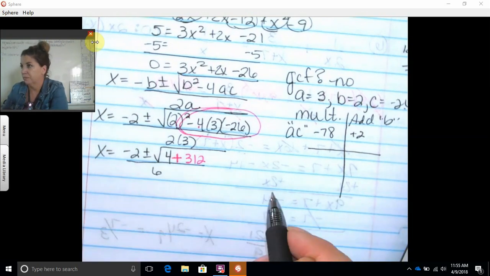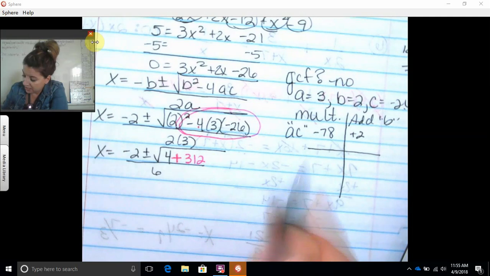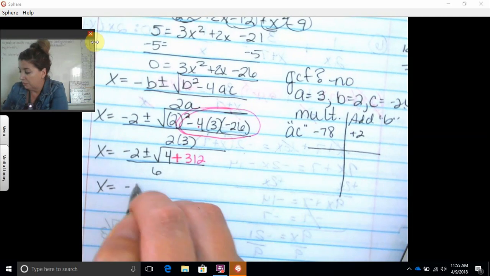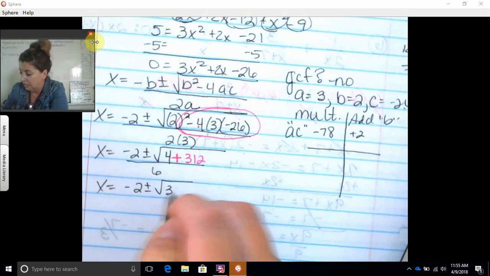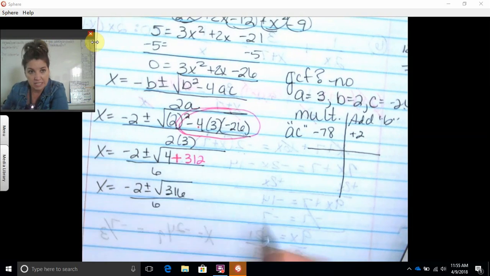Justin, you got this? So that's x equals negative 2 plus or minus the square root of 4 plus 312 is 316 all over 6.